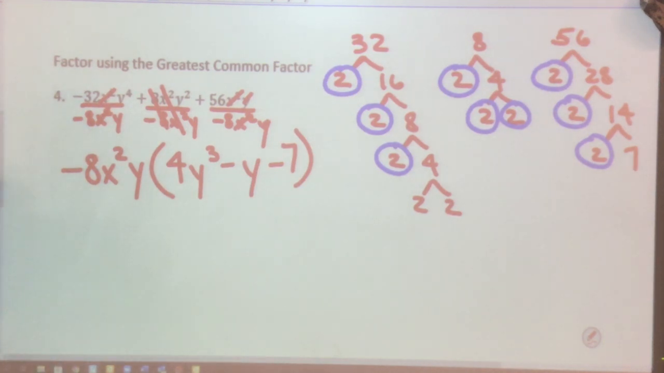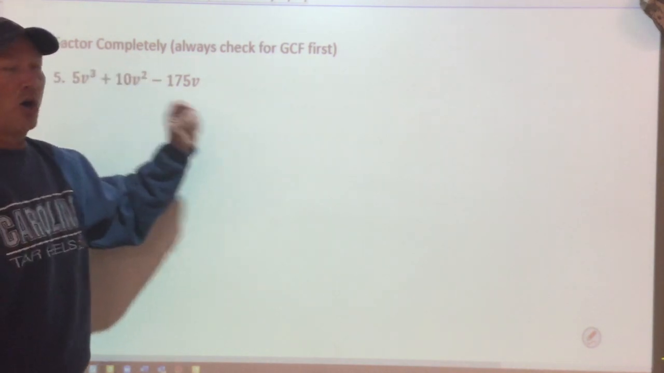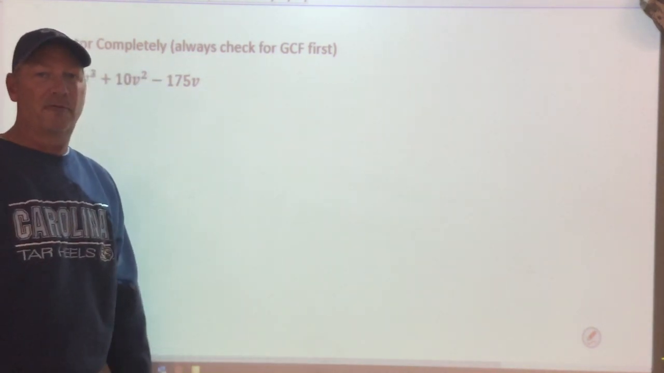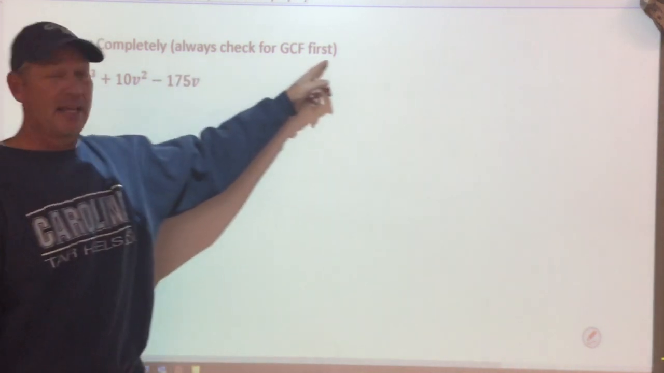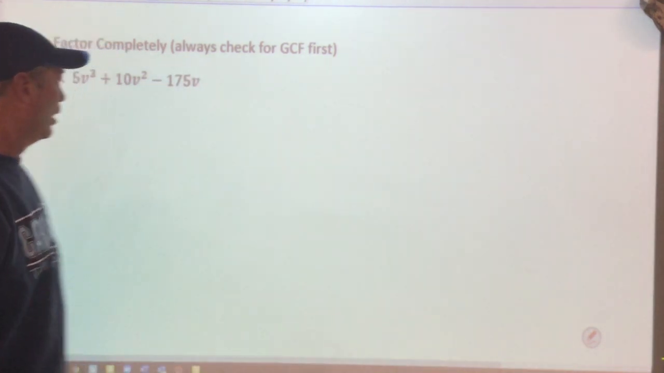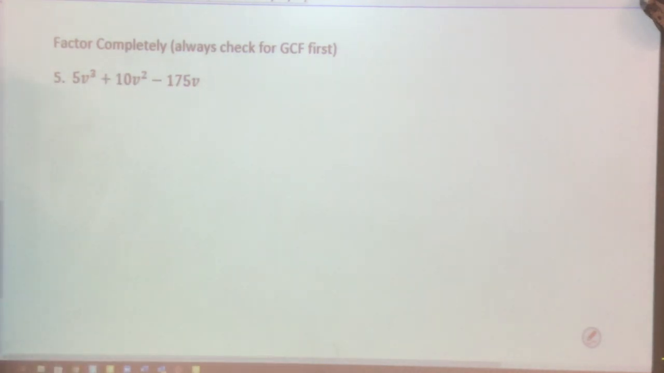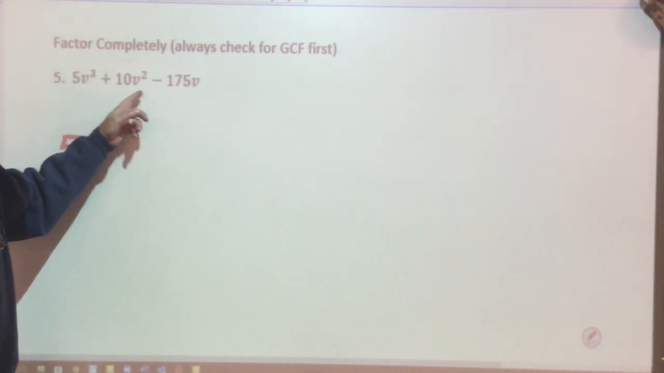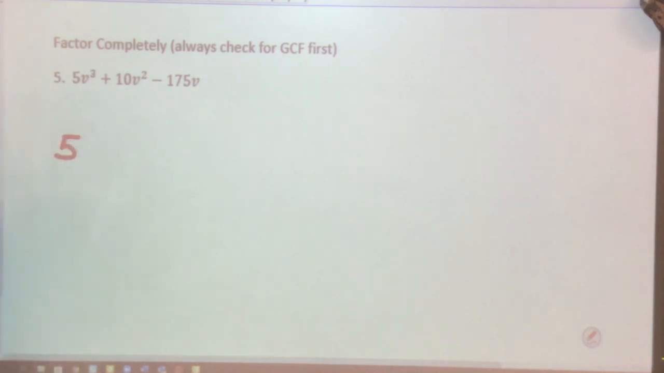Let's try another problem. They say factor completely. Always check for the greatest common factor first. All right, this is the review sheet, but I promise you that will not be on the test, to remind you. So we're looking for a number that goes into all three terms. Turns out that the number is 5. 5 goes into 5, 5 goes into 10, and you know 5 goes into here because it ends in the number 5. So we factored, they have a 5 in common.